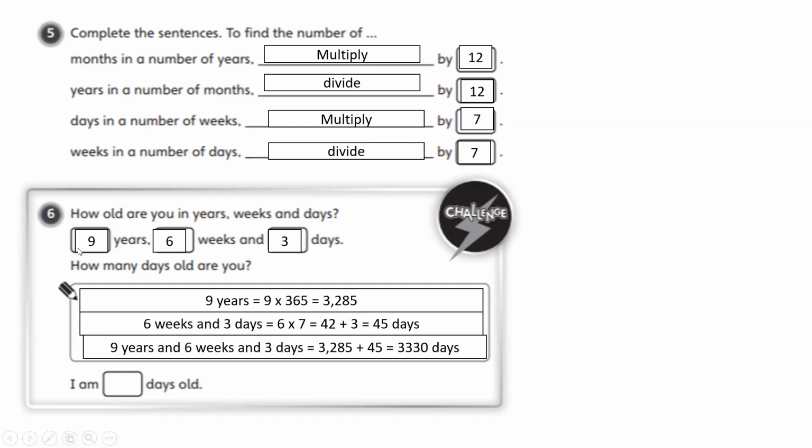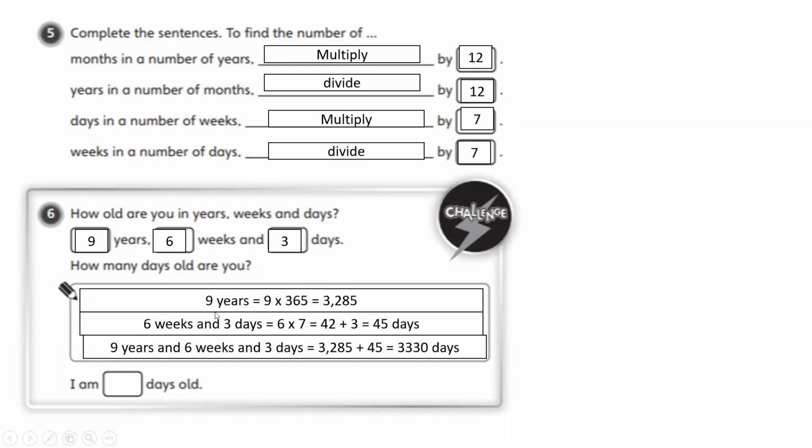I like this question. How old are you in years, weeks, and days? Okay, and then you need to find out how many days old you are. Well, I'm not going to work out how old I am in days because that would frighten me, but I thought I'd take the age that some of you may be. So I've done 9 years, 6 weeks, and 3 days. So if somebody was that old, how many days would they have been alive for?